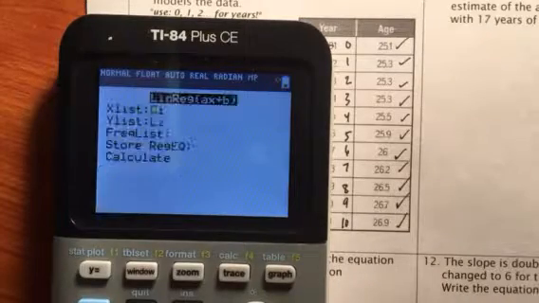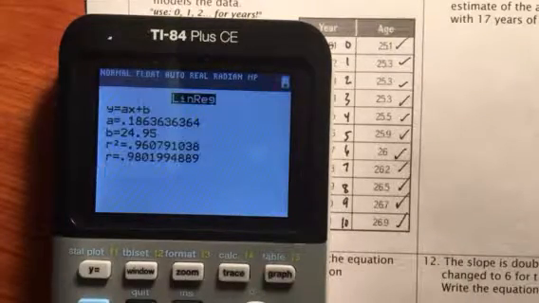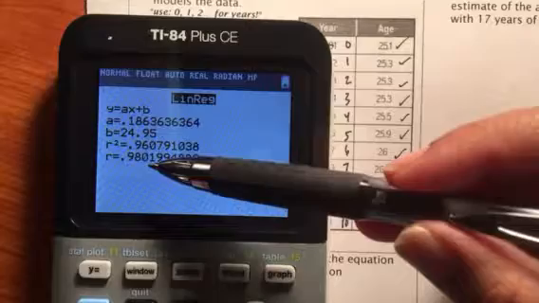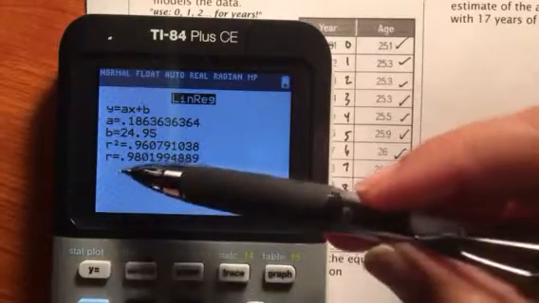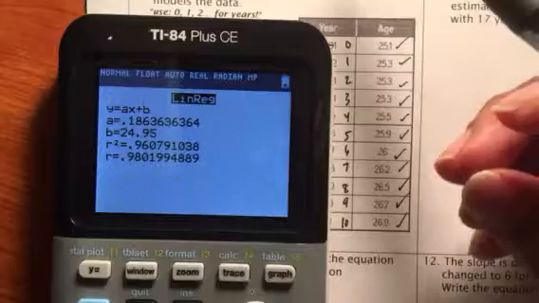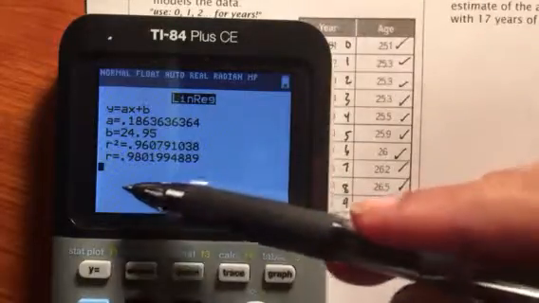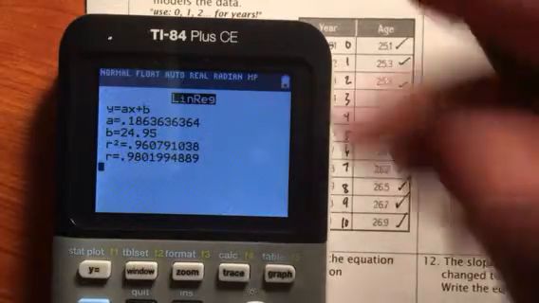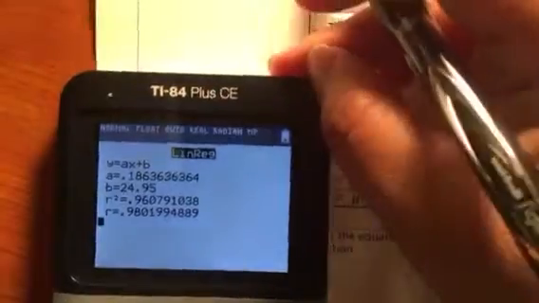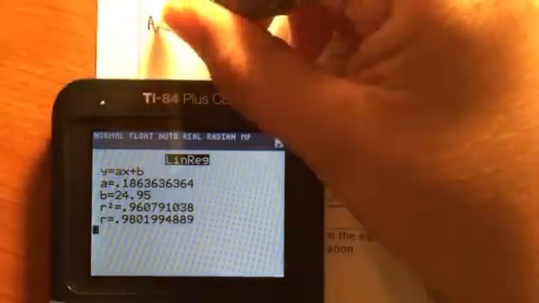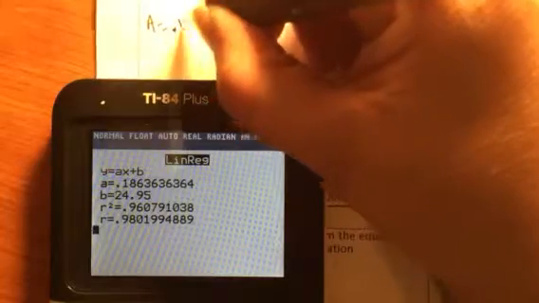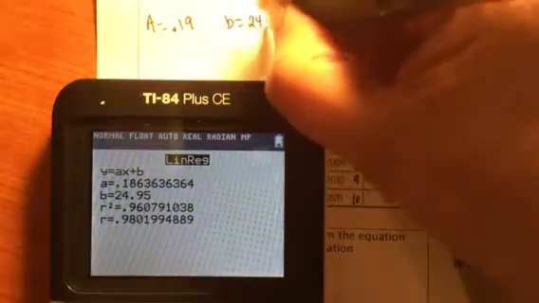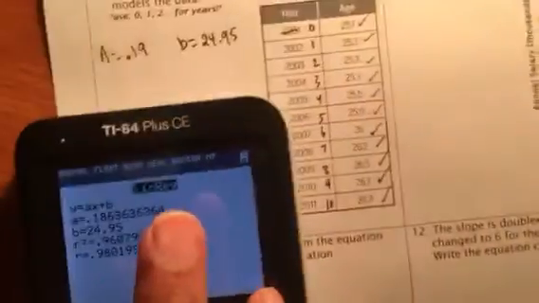So I'm going to go stat over to calc, 4. I'm going to press enter. Now, just a quick reminder, I'm going to look at the r, that's your regression. So this would be a strong positive because it's 0.98 and it's closer to 1. Or you can think of it as money. It's closer to $1. So 98 cents is closer to $1. Okay, so I'm going to round these off to 2 decimal points for both a and b. So a is going to be 0.19. And b, it's already rounded for us, is 24.95.